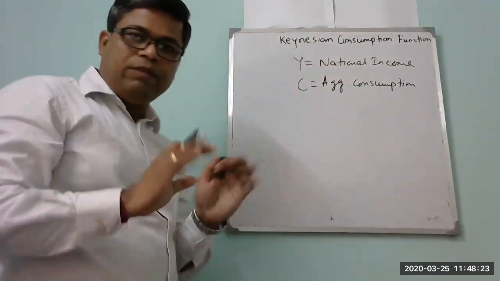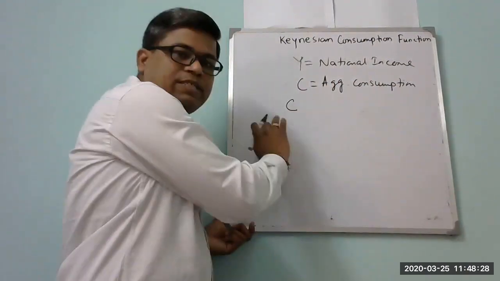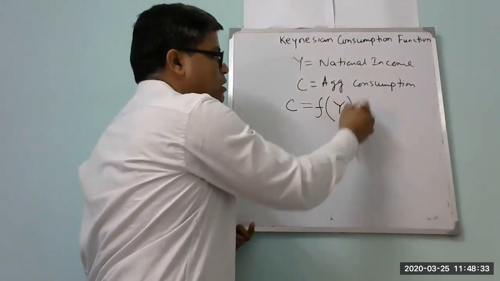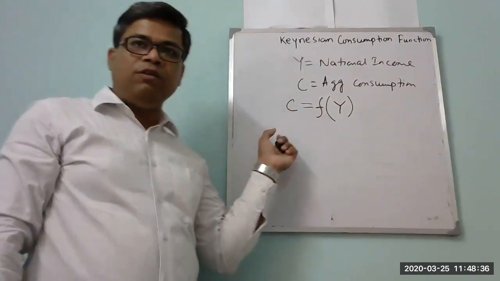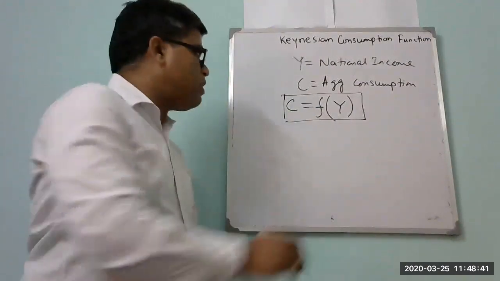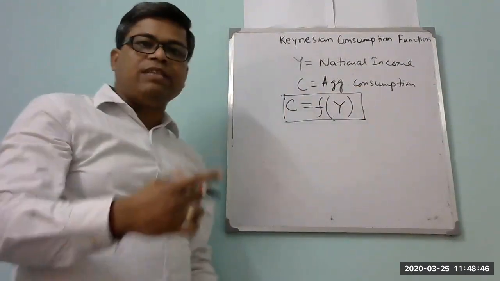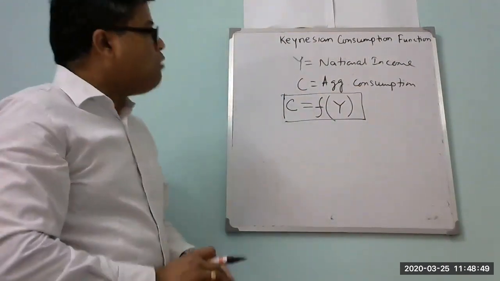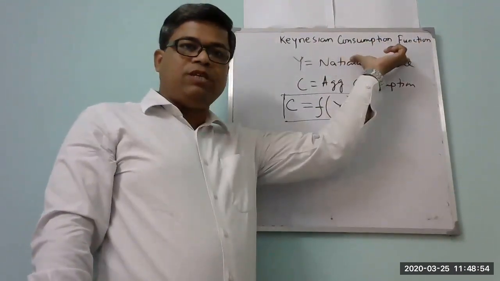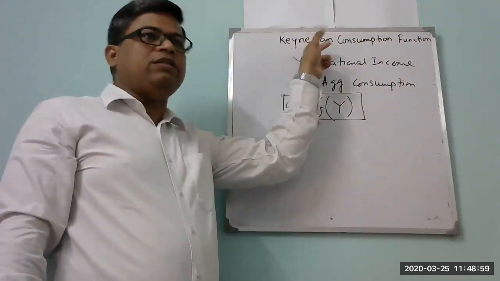Then how do we write the consumption function equation? C is the dependent variable, so C should be written on the left hand side, equal to a function of Y. So this becomes a consumption function: C is a function of Y. Aggregate consumption depends on the level of national income. I hope you understand the meaning of function and consumption function. Now let's talk about the Keynesian consumption function.